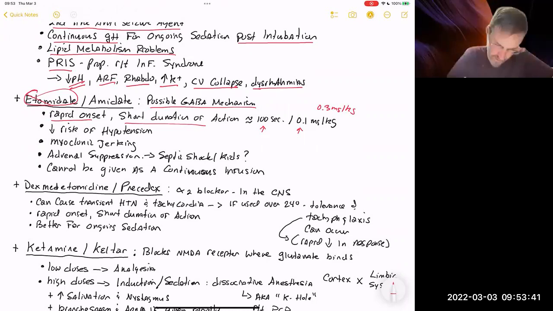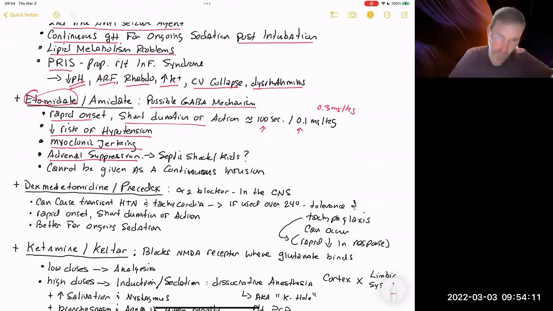Now, unlike propofol, etomidate has a low risk of hypotension. It does not cause the hypotension that we see with propofol, although people can have some muscle jerking. We call that myoclonic jerking. So it kind of looks like seizure activity, even though it's not. And a single dose of etomidate can suppress the adrenal gland for up to 24 hours after giving it.